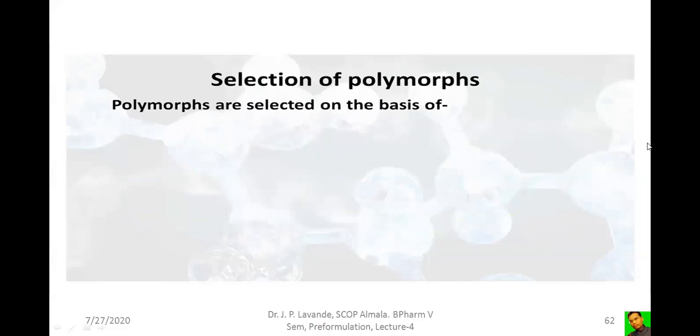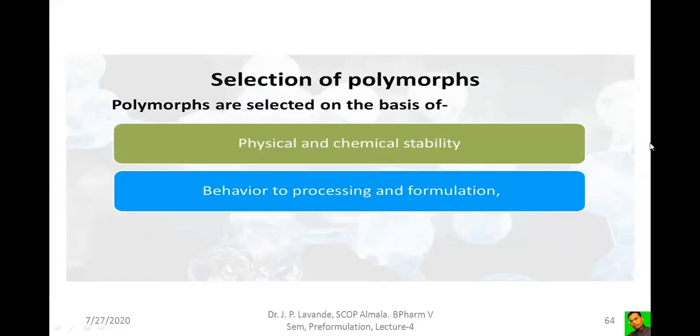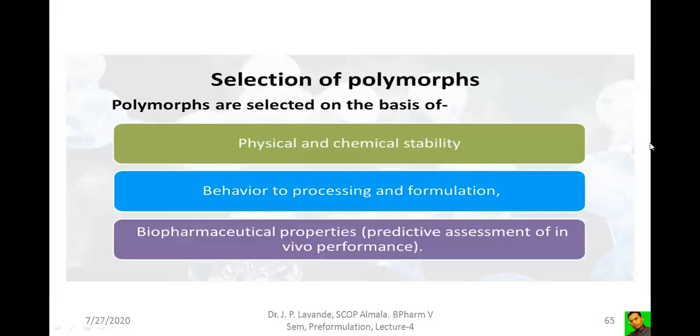Now, what is the basis for the selection of the polymorphs? The polymorphs are selected on the basis of physical and chemical stability, the behavior in processing and formulation, and the biopharmaceutical properties. That is the predictive assessment of in vivo performance, how they will behave inside the biological system.